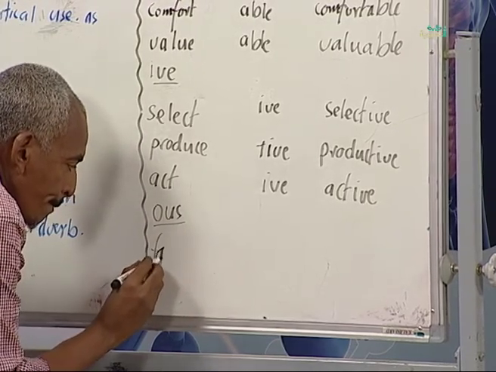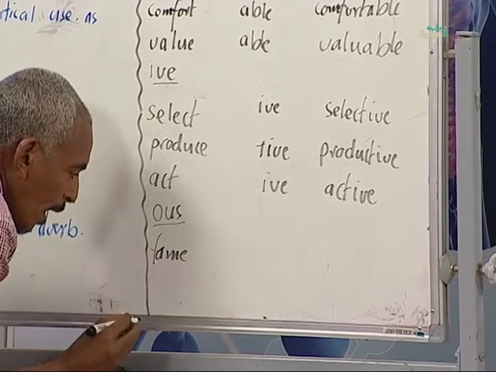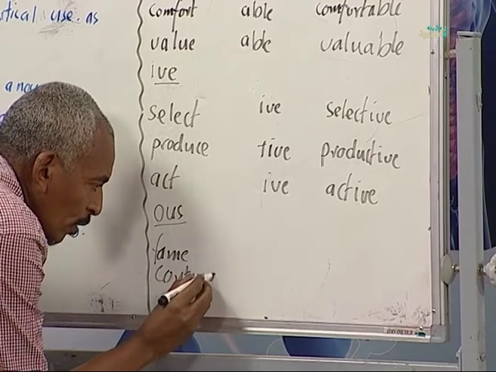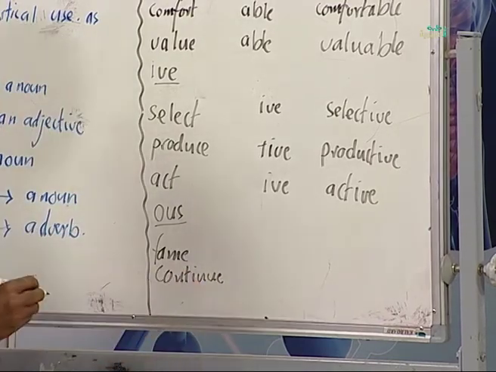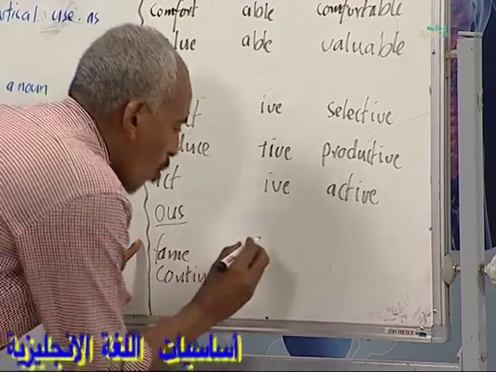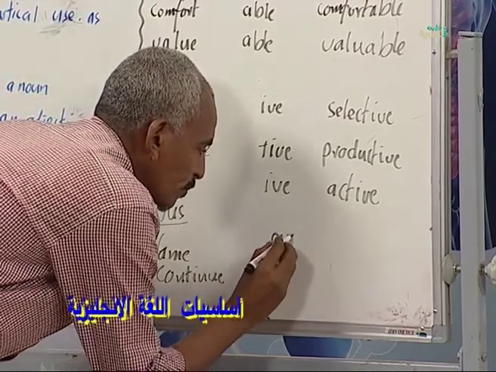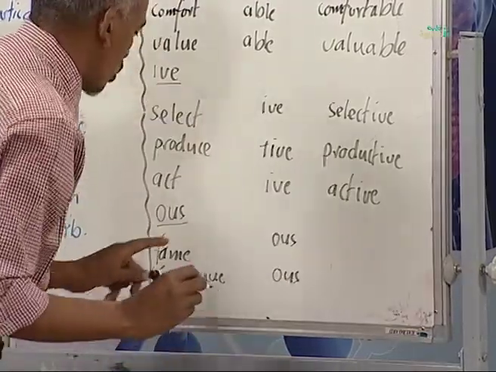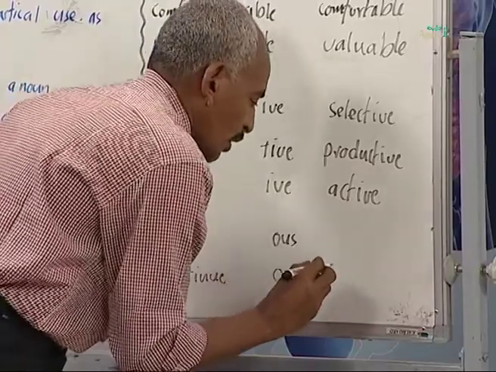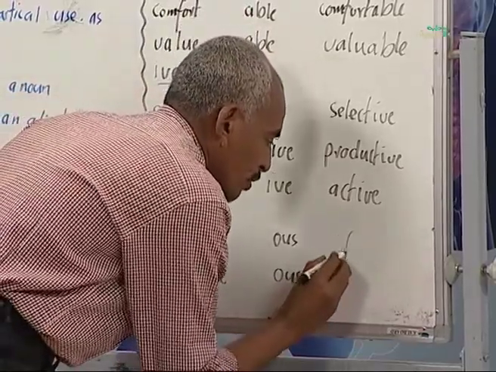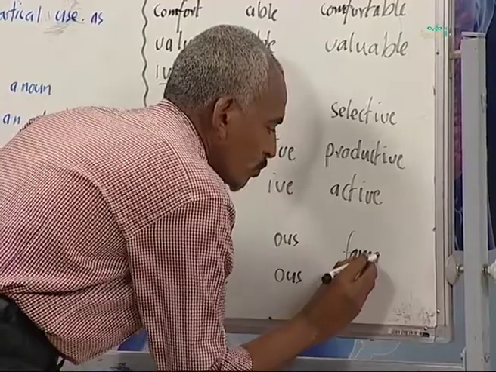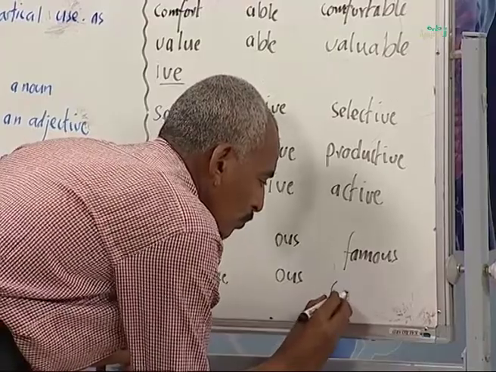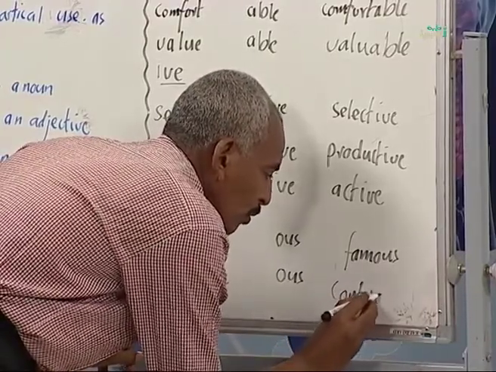For example, we have firm and continue. Firm, we add OUS. OUS is going to give a new word. The word is an adjective. For example, famous. Continue, continuous.